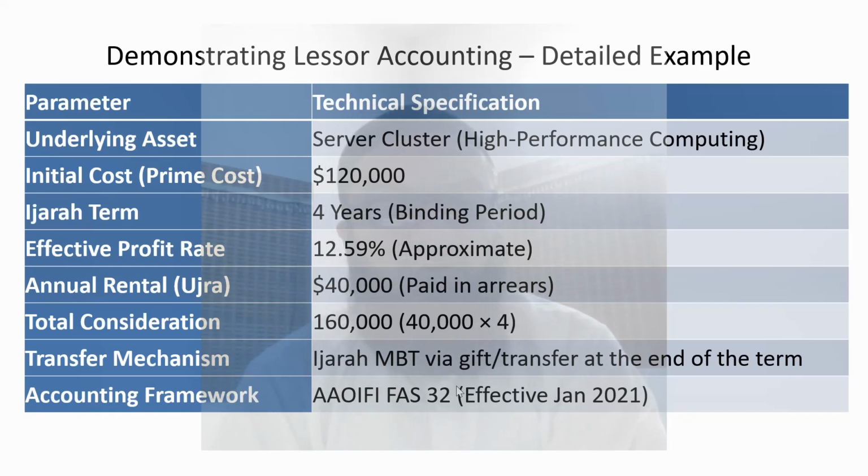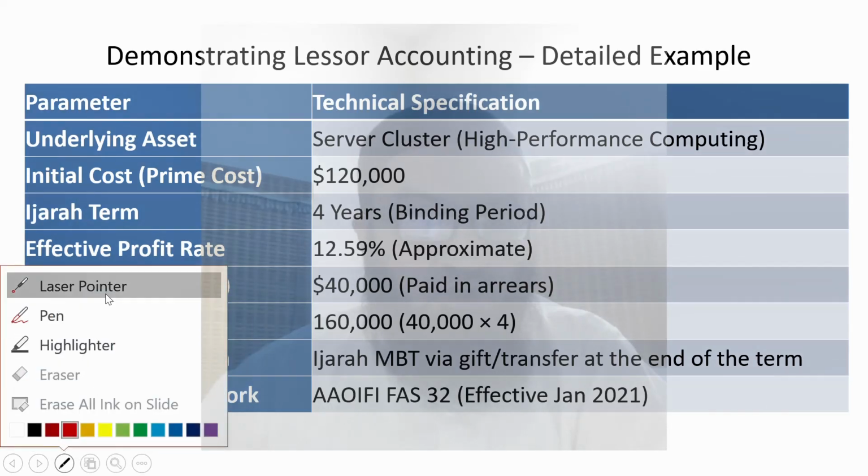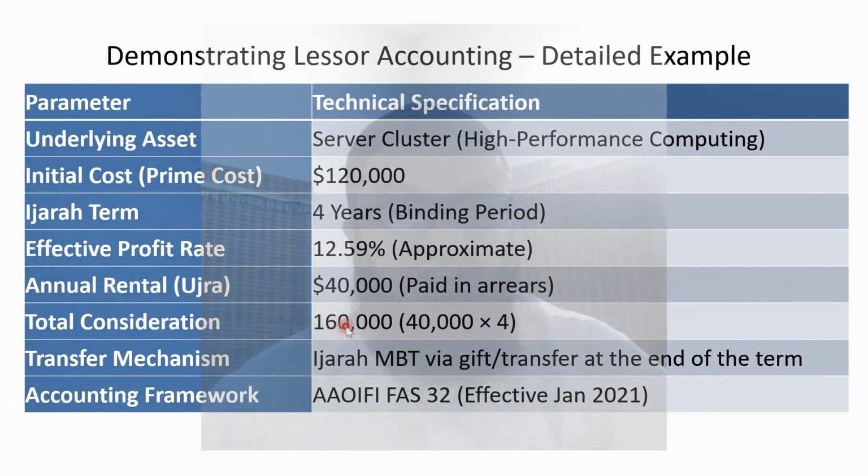The annual rent or ujra in the Ijarah terms is $40,000, so $40,000 multiplied by 4. How much are we going to receive as a lessor? 160,000 over a period of 4 years. And it is Ijarah MBT via gift transfer at the end of the term. AAOIFI standards, FAS 32, apply.